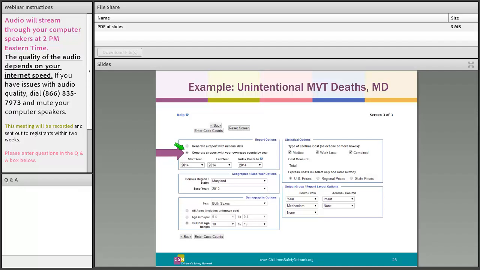You can choose a single year where you would say the start and end year are the same, or a range of years. Here we're selecting year 2014, and we're choosing an indexed cost to the year of the data. And in most cases, that's what you prefer. In some cases, it may vary. And you might note that different from the previous screen, there was a generate the report option here. In this case, you're not asked to generate your report, but you're asked to enter the case counts.